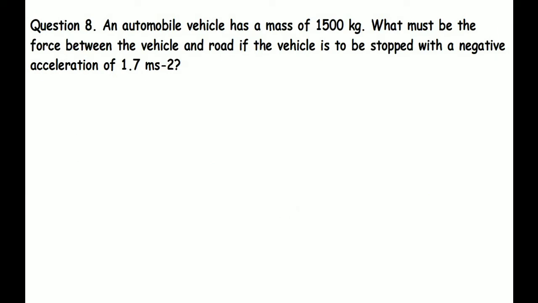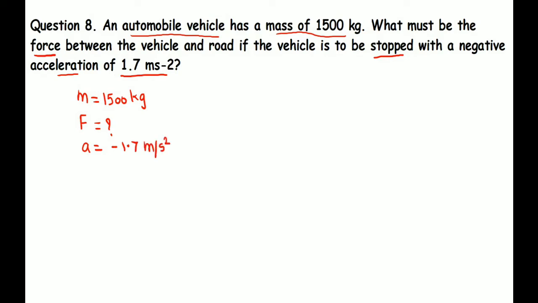Now coming to the next question. Question number 8. An automobile vehicle has a mass of 1500 kg. So I am writing first, mass is given as 1500 kg. Now what must be the force between the vehicle and the road? They are asking us for force. And between the vehicle and road, what kind of force will this be? This must be a frictional force. The object will stop with a negative acceleration of 1.7 meter per second square. So I am placing a negative sign here.